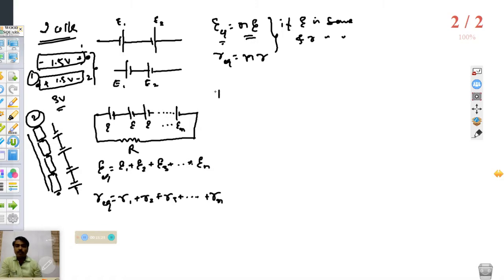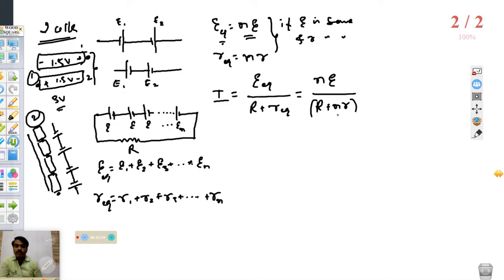Now at the same time, if you calculate the current I in the external circuit, the circuit we have mentioned here, the total EMF is equal to E equivalent divided by external resistance plus R equivalent we can write. And if the cells are of the same EMF, then E equivalent is equal to n times E divided by R plus n into R. It is the external resistance plus the internal resistance value we can say.